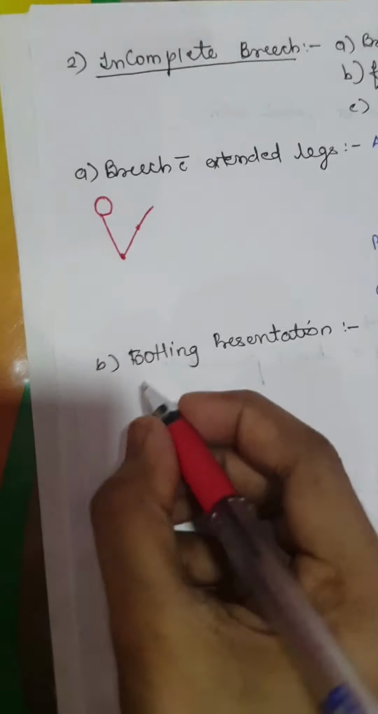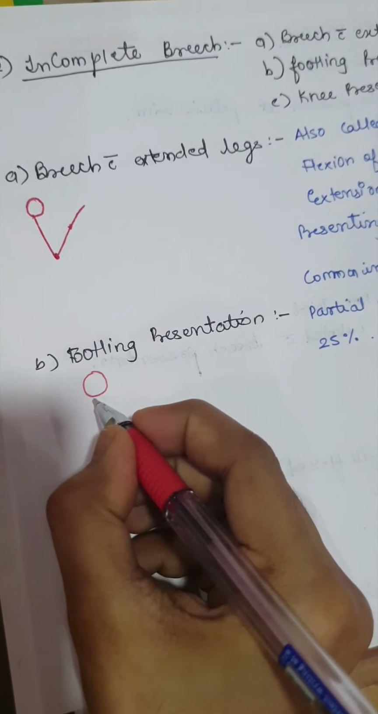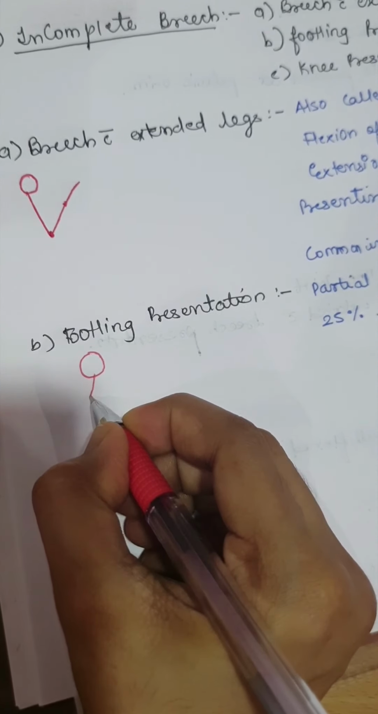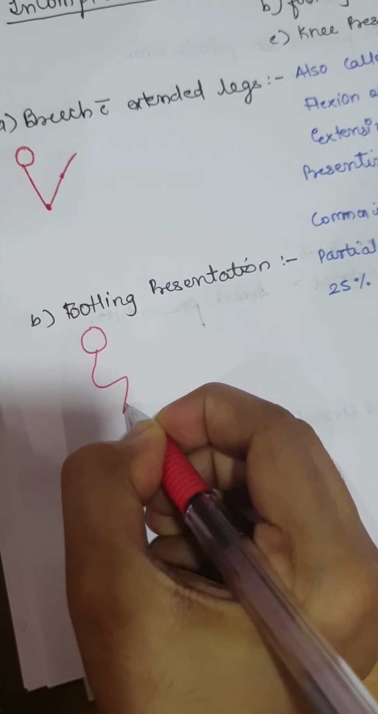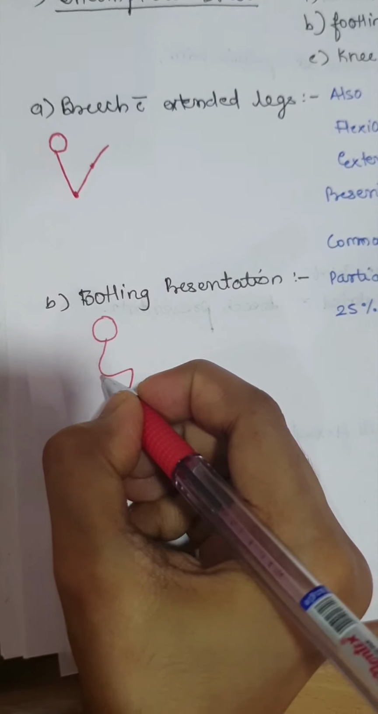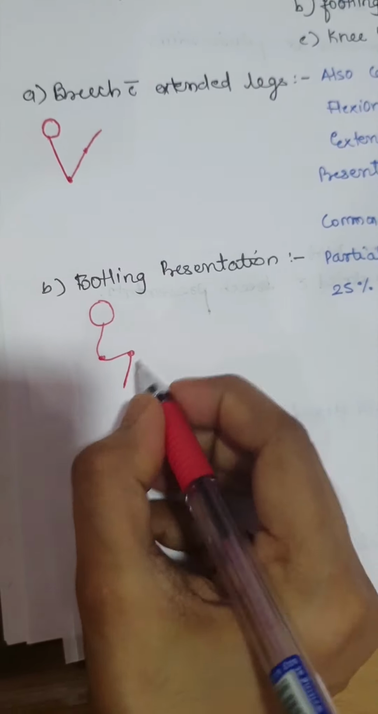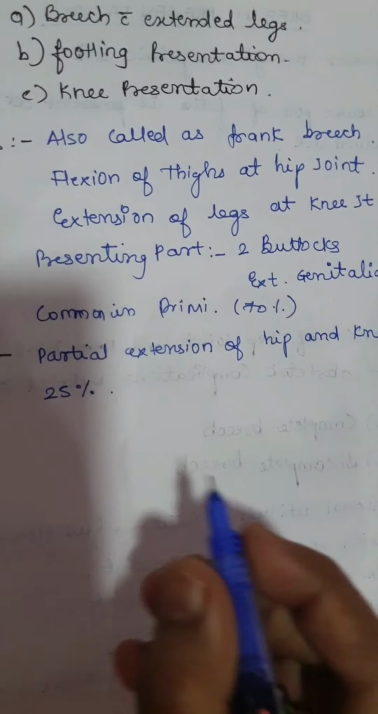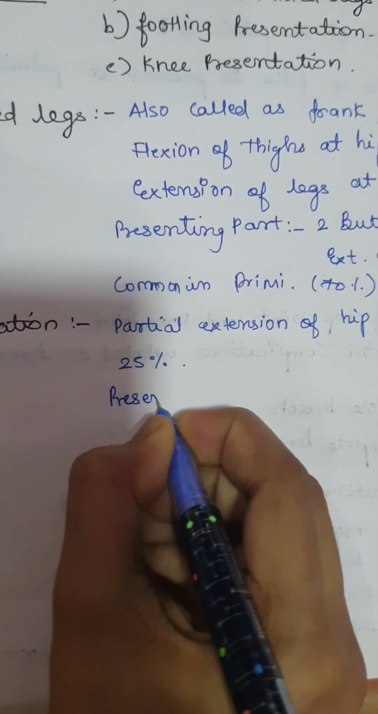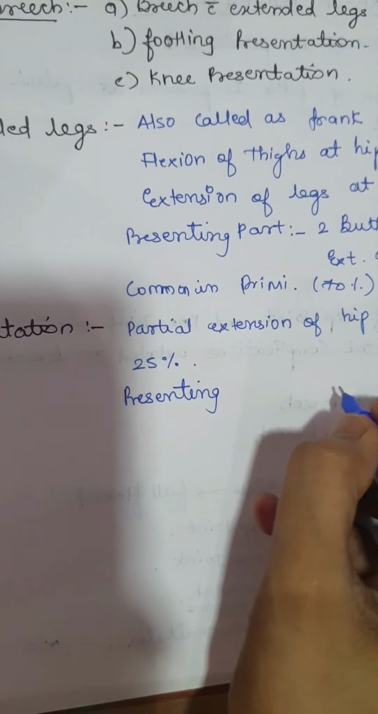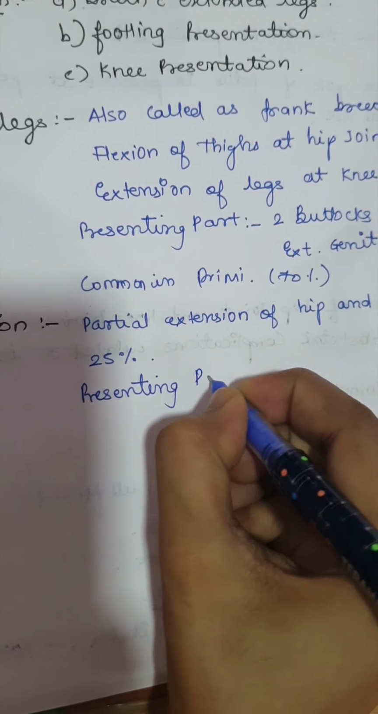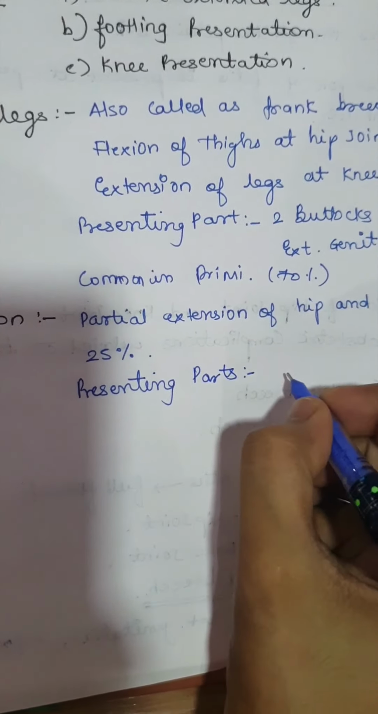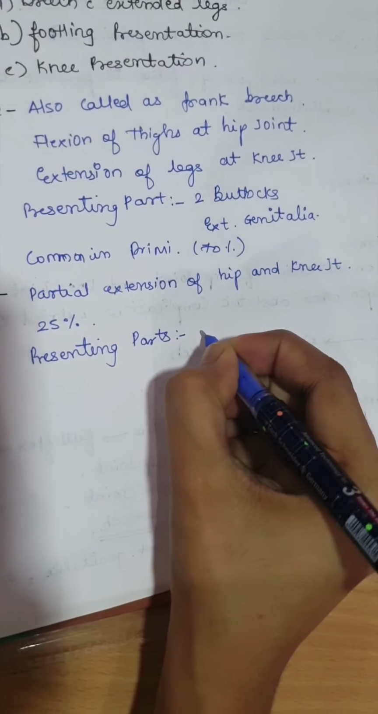diagram. If this is the head, there will be the partial extension of the hip joint as well as knee joint. So near the pelvic brim, the presenting part will be only the 2 feet. The legs will be present near the brim, so during the examination we could feel the foot of the fetus.